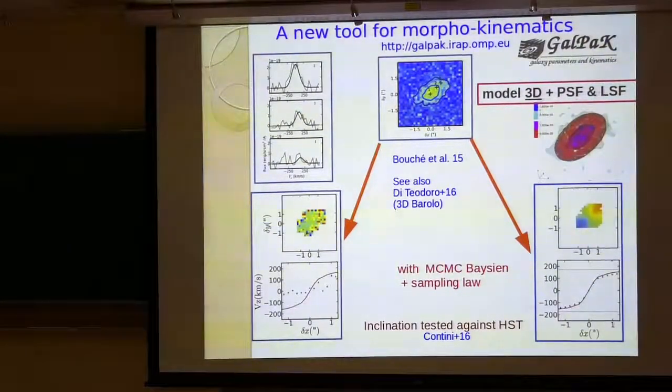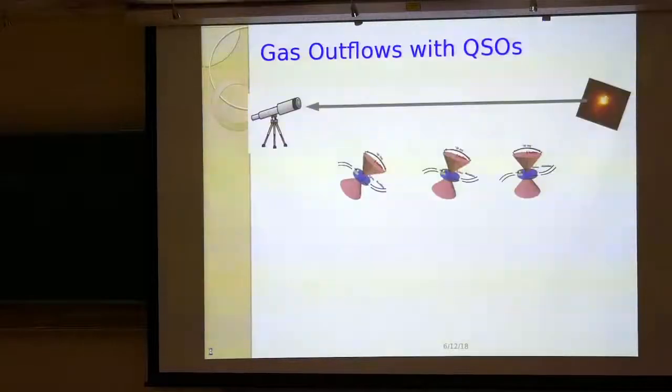The inclination with IFUs is obtained with a tool for 3D fitting of the observations. There's also something with Rico doing something similar. You can ask me if you want, but getting the inclination is really critical because, as you can see here, depending on the orientation of the outflow, the interpretation of the impact on the absorption along the line of sight will be slightly or very different.